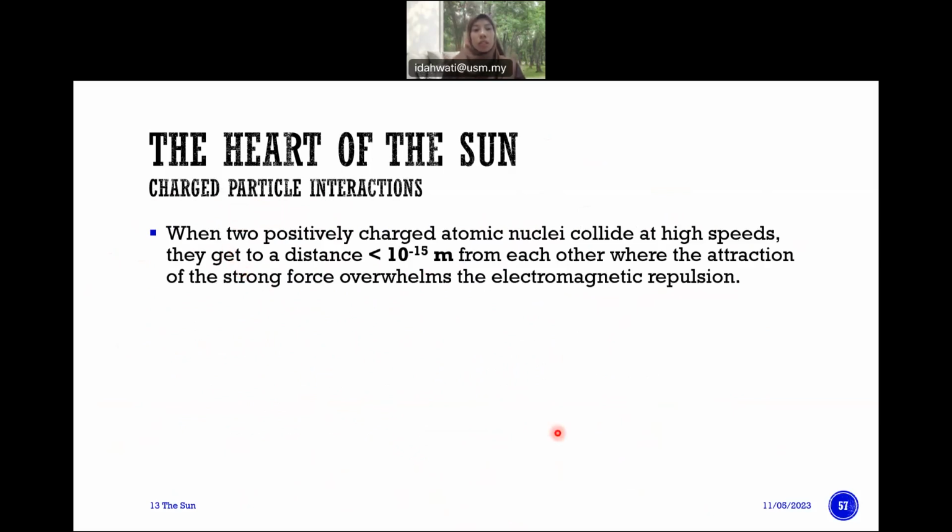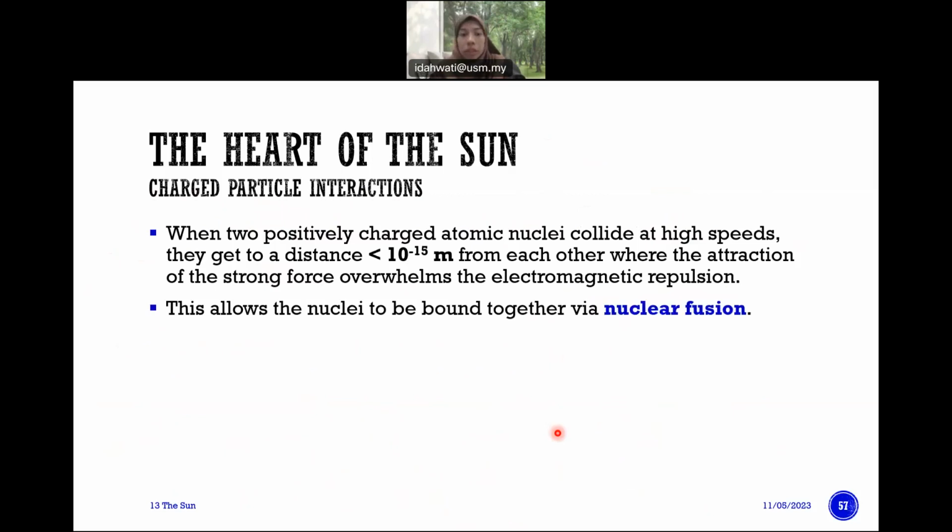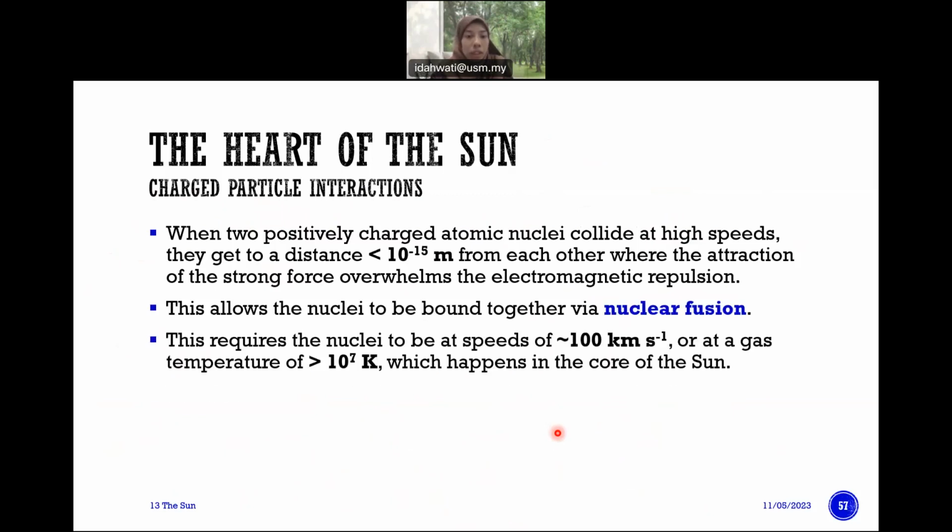For the charged particle interaction, when two charged atomic nuclei collide at high speed, they get to a distance less than 10 power of -15 from each other. So the attraction of the strong force will overwhelm the electromagnetic repulsion, and that is the so-called nuclear fusion. Also defining the nuclear fusion in terms of charged particle interaction here.